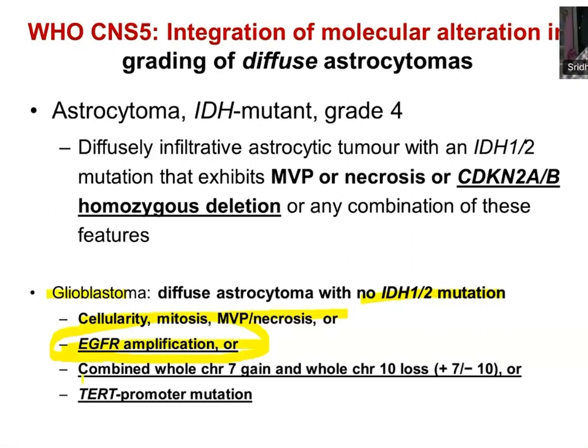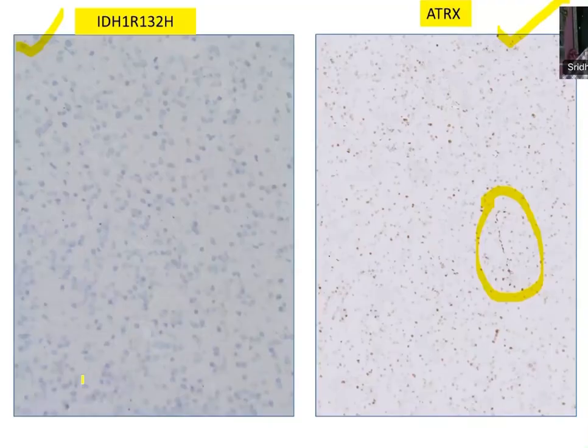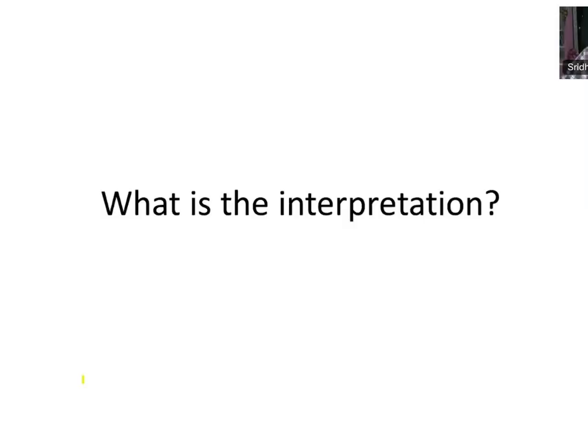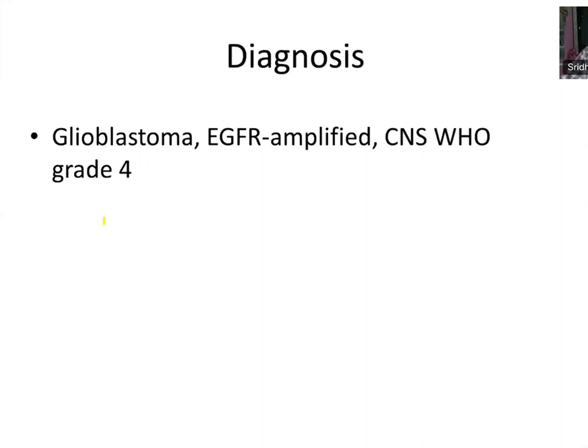So you used your morphology and IHC here to say that it is not an IDH mutant astrocytoma because ATRX is not lost, and it's not having an oligo-like morphology, so likely to be IDH wild type. Because it's a lower grade histology, you did an additional marker, EGFR amplified. So your diagnosis is glioblastoma. You can put it as EGFR amplified, CNS grade 4. This is one of the examples where histologically you have not got features of grade 4, but molecularly you showed the features of grade 4. This is what I meant by histogenomic classification.